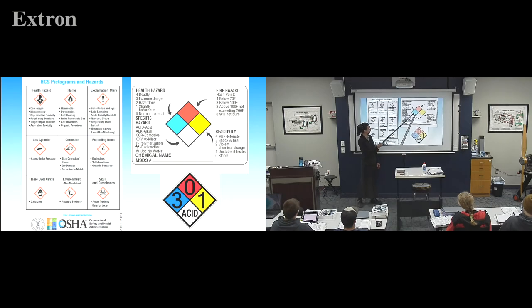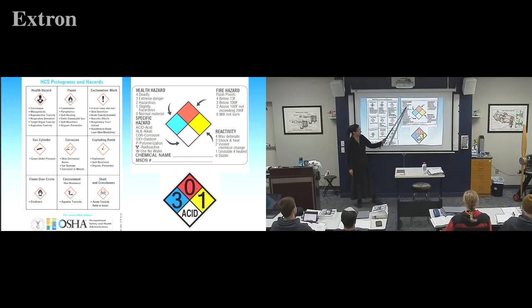Red is fire. Blue for health hazard. If you start to die, you do turn blue. So, yeah, there you go. And then yellow, however you can remember that, for reactivity. And then the white is just left over.